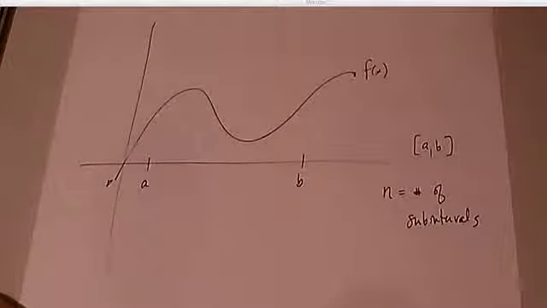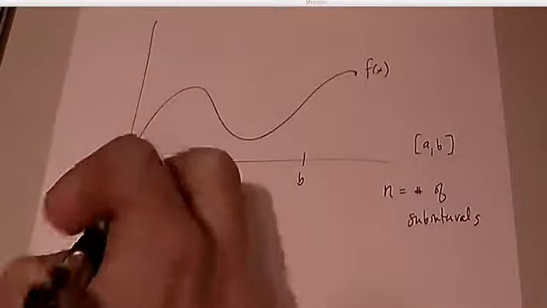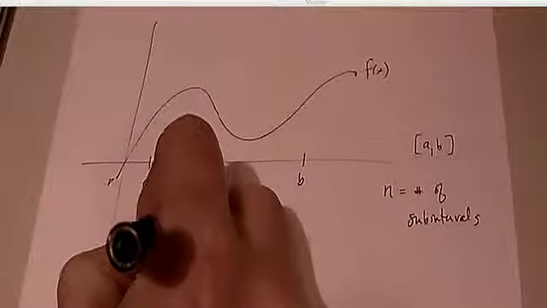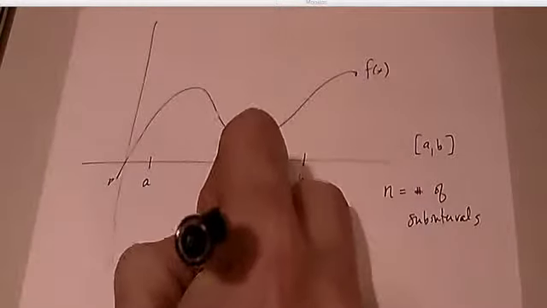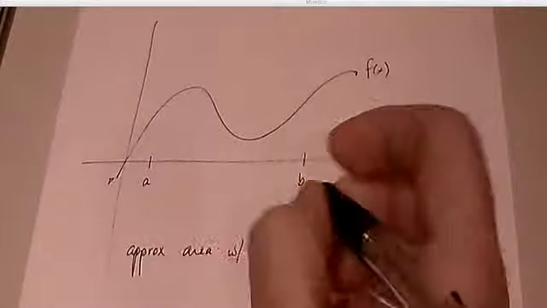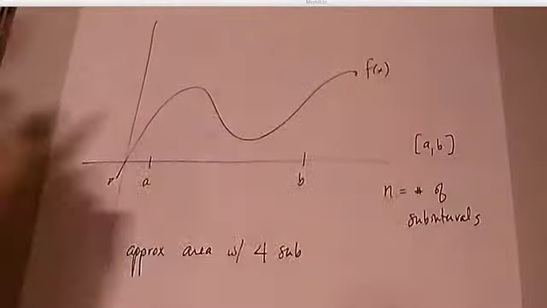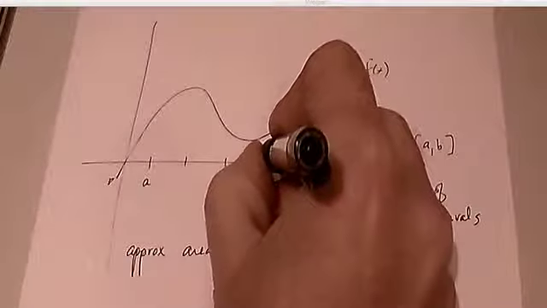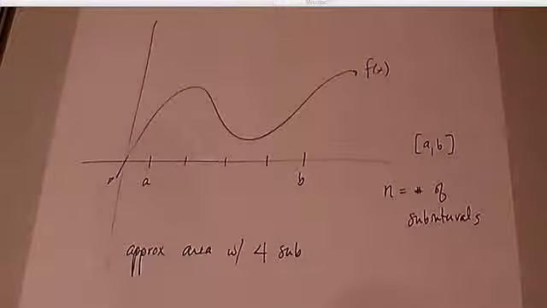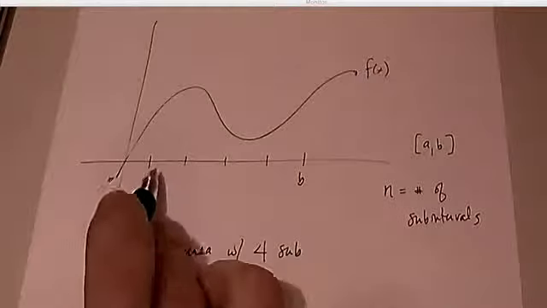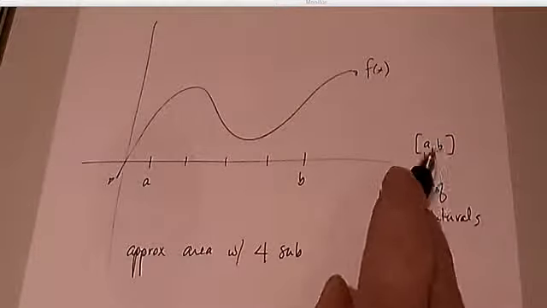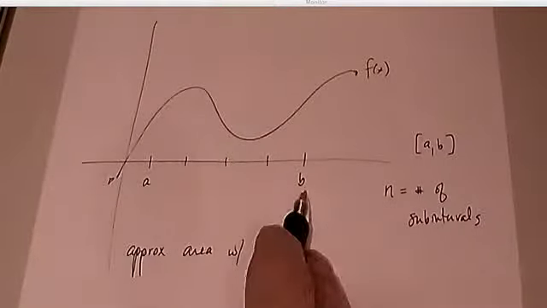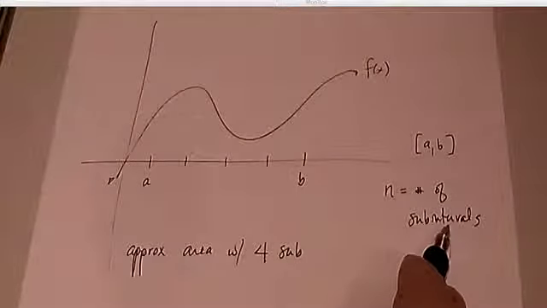So let's say that we want to find an approximate area with 4 subdivisions. That means that I need to break it apart like this. Now that is 4 intervals between A and B. So A and B, and n in this case would be equal to 4.